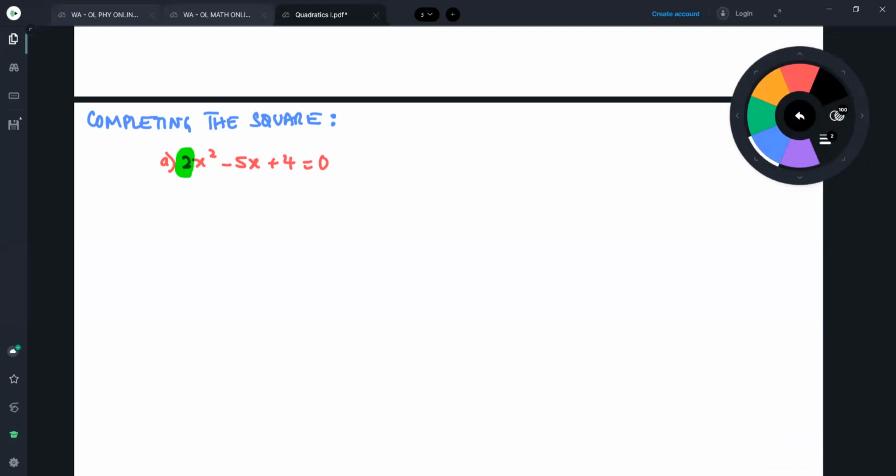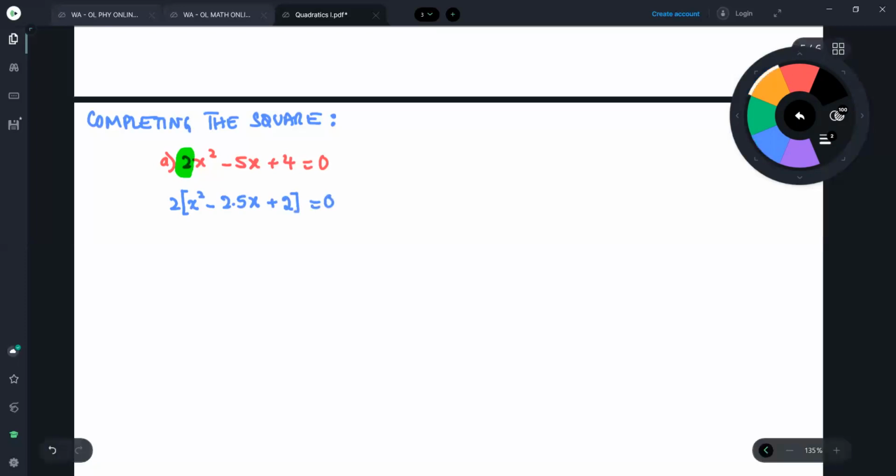So, whatever number is attached with x square, take it out as common. So, if I take out 2 as common, what stays inside the bracket? x square minus 2.5x, yes or no? And then 2, how many times is 4? 2 times. Equals 0, yes or no?